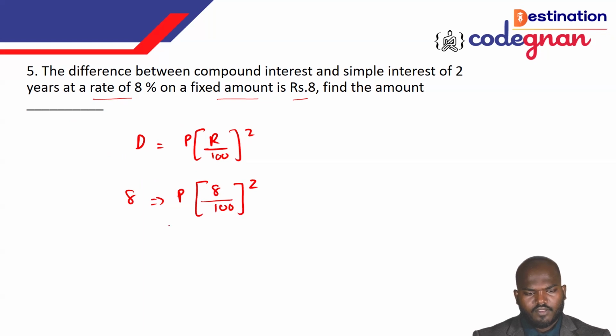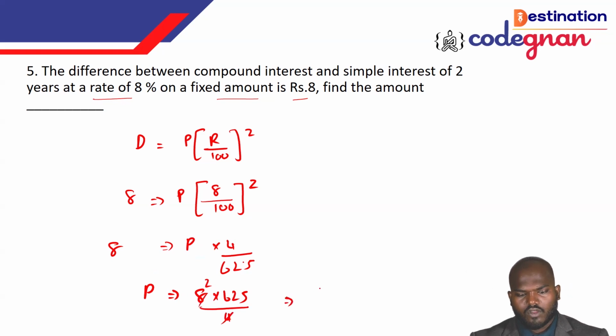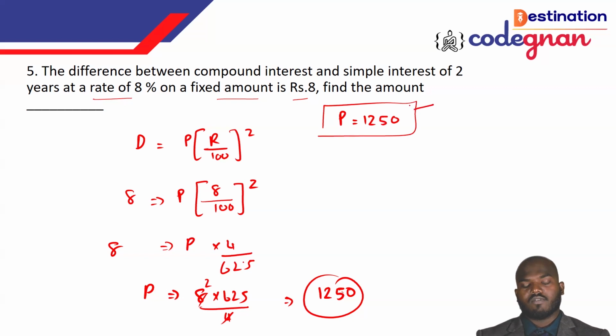If you take it, 8 times 8 is equal to 16. So the value gives P times 4 by 625, and 100 gets cancelled. If you take the square, you will get it like this, and taking the value of 8 here, P is equal to 8 times 625 by 4, keeping the 2 here. It will give you the answer 1250. You see this one? Very easily we are getting the answer. The principal is equal to 1250.